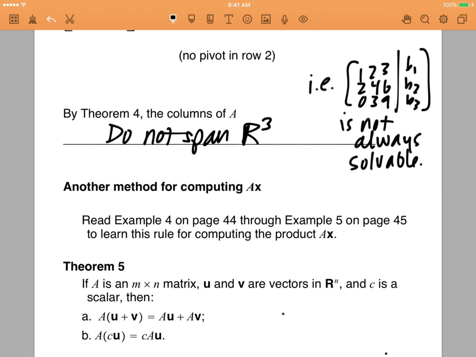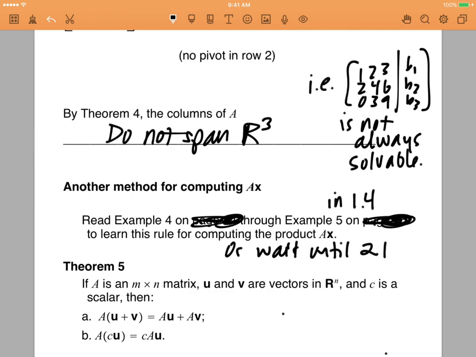These last 2 things at the end here refer to the general method for multiplying matrices. I noticed that these page numbers were wrong because I think they're from a different edition. So just read example 4 and example 5 in section 1.4 in the book, if you want to look at what this generalized matrix multiplication looks like, or you can just wait until 2.1 and then we'll cover it more directly.